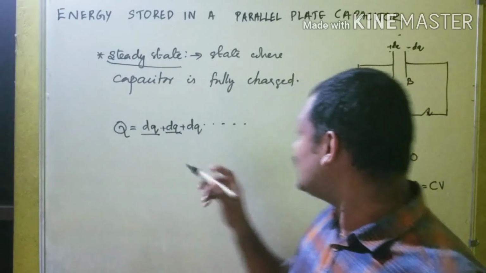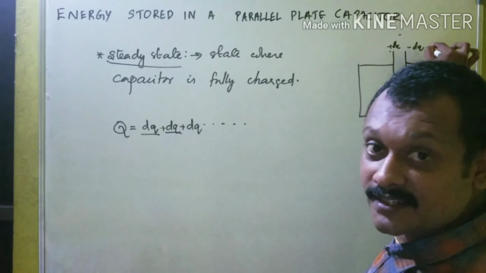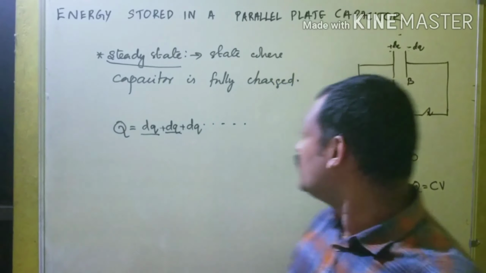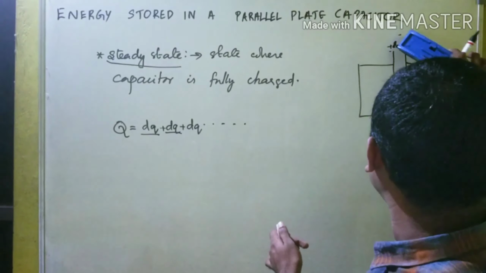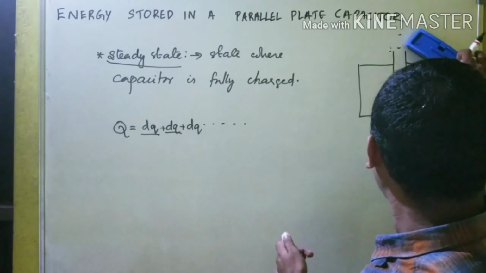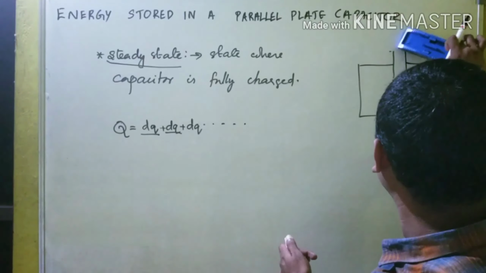അപ്പോൾ രണ്ടാമത്തെ പോസിറ്റീവ് ചാർജിനെ അവിടെ വെച്ചു. Simultaneously a negative charge also will be induced here. So that means now the charge on the plate A is +2 dq. Charge on plate B is -2 dq.